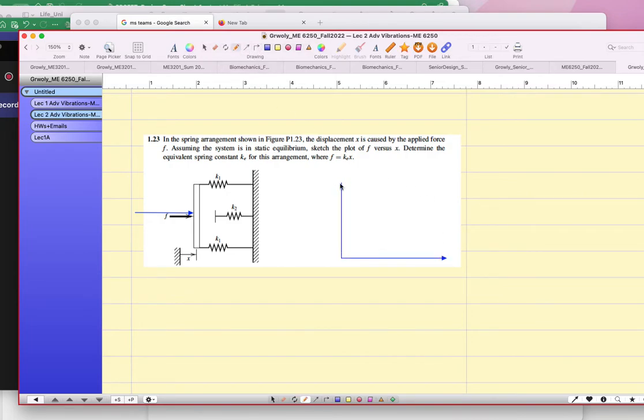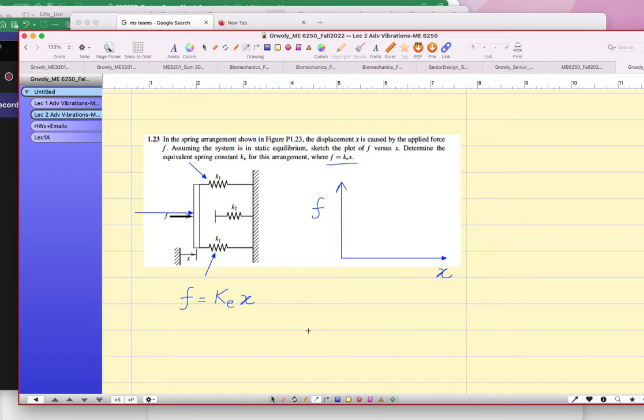So if I draw, this is my x-axis, this is my force axis, and determine the equivalent spring stiffness for this arrangement, where F equals, the formula for the spring force is K equivalent x. As you can see, these two springs, spring number 1 and spring number 1, are in parallel. The parallel combination is that combination in which the springs are deflected with the same displacement if they are connected in parallel.